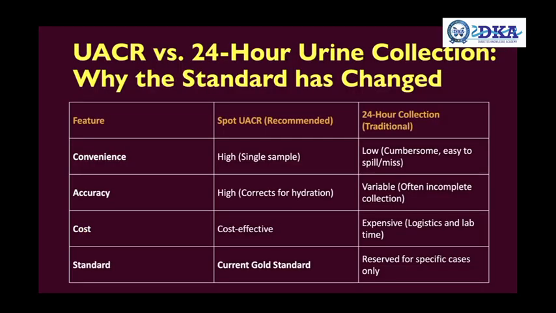So why are we doing urine albumin creatinine ratio, which is recommended as of now, rather than the 24-hour urine collection, which was a traditional method used in the past? Because urine albumin creatinine ratio is highly convenient for the patient. It is a single sample, whereas 24-hour urine collection is a cumbersome procedure, in which the urine may spill or the patient may miss collecting the urine. The accuracy for spot urine albumin creatinine ratio is high, whereas it is variable in 24-hour collection. It is also cost effective, and the current gold standard method is spot urine albumin creatinine ratio.